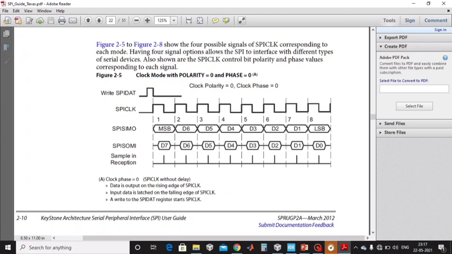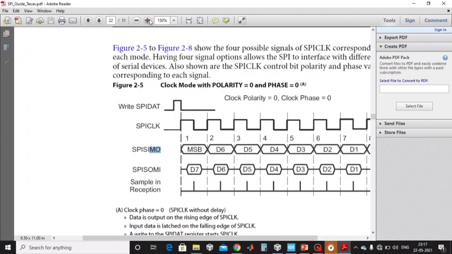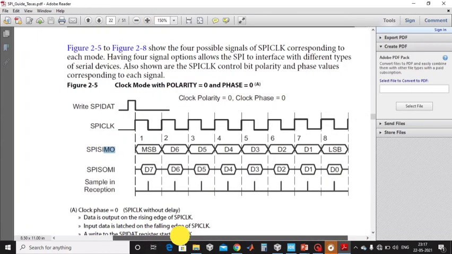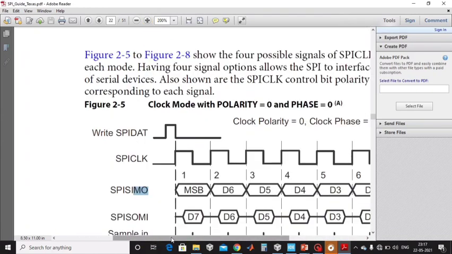Now I will explain the clock phase. Clock phase defines the phase difference between the SPI clock and master output. If clock phase is 0, that means the clock and the master output data both are in phase. I will zoom this part so that it will be more clear to you.